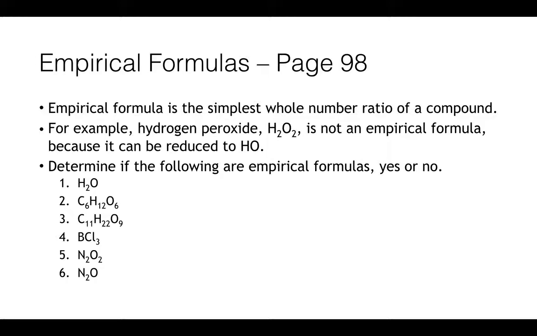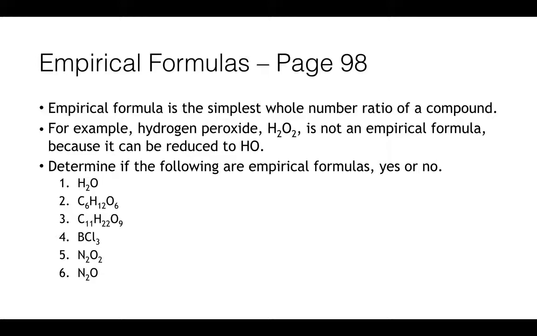Determine if the following are empirical formulas. So yes or no. Number 1, H2O. Well, we cannot reduce 2 and 1 down any further, so yes, that is an empirical formula. Number 2, C6H12O6. No, that is not an empirical formula because we can reduce that to CH2O. Number 3, C11H22O9. Yes, that's an empirical formula because we cannot reduce those numbers.